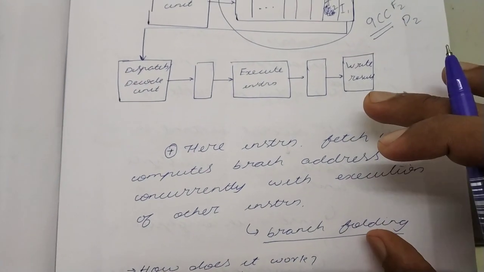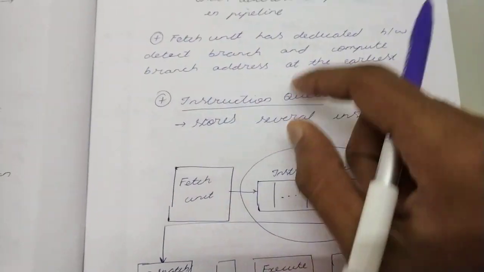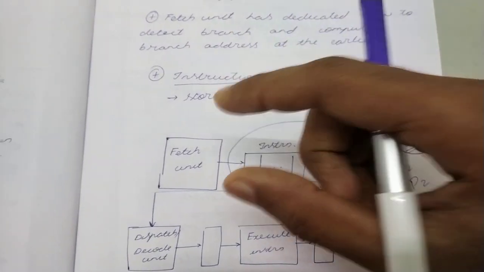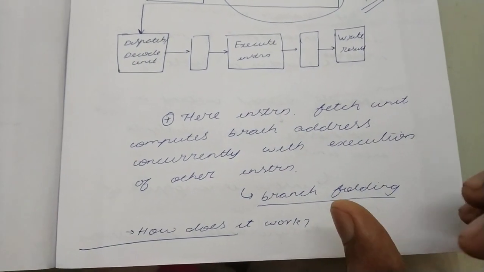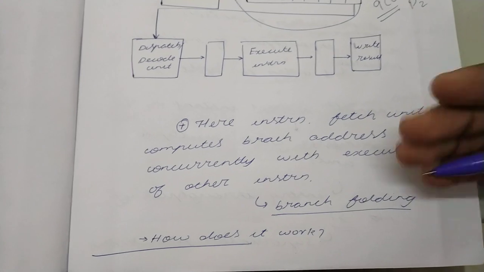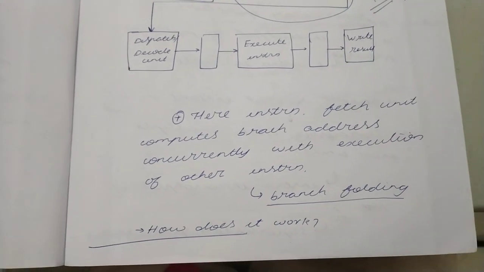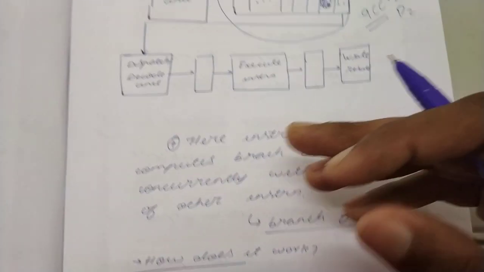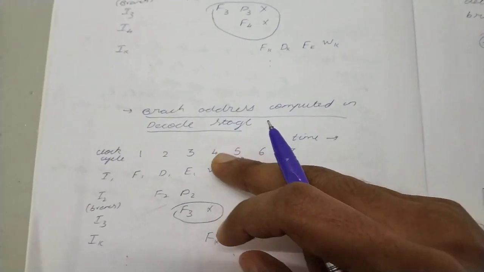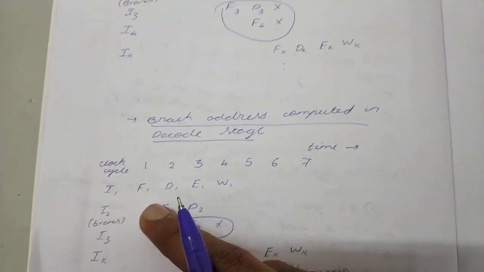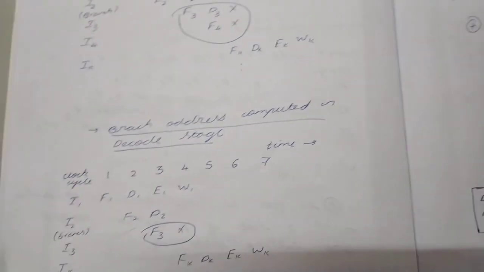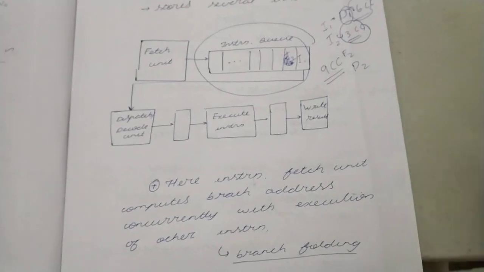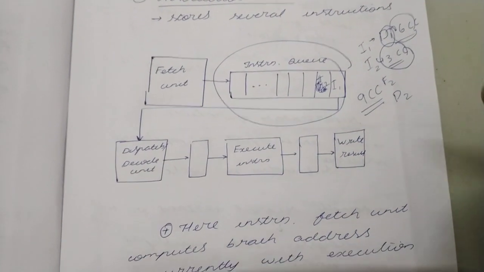And the way in which the fetch unit has special hardware to compute the branch target is called branch folding. The fetch unit having special hardware computes the branch address concurrently with the execution of the other instruction. Even while E1 is happening, if I2 is a branch, then F2 will get the branch address, compute the branch address. That thing we call branch folding.